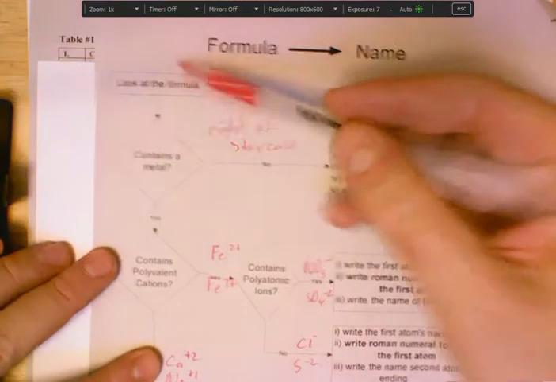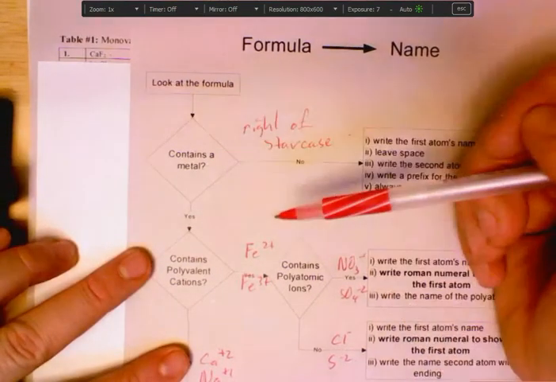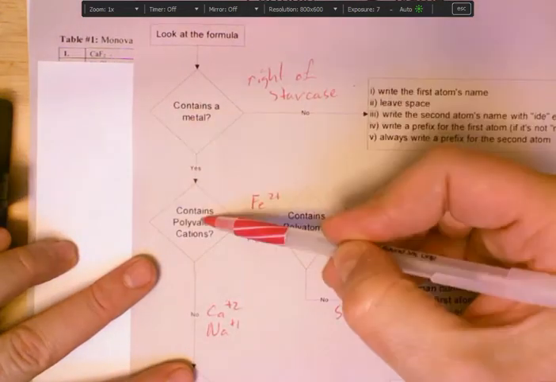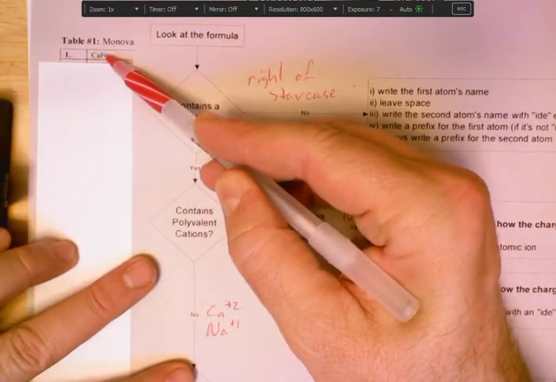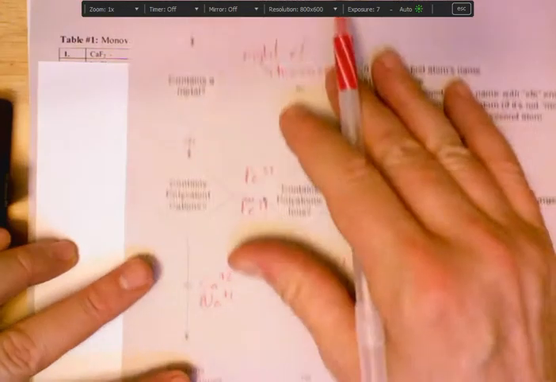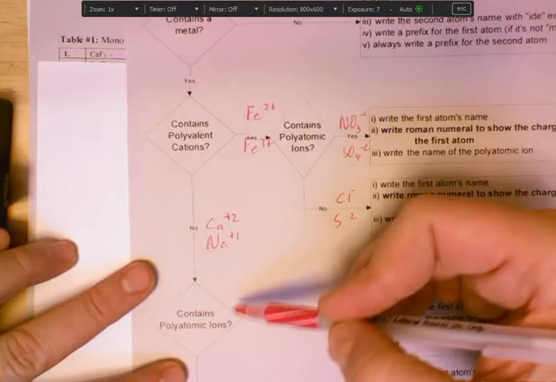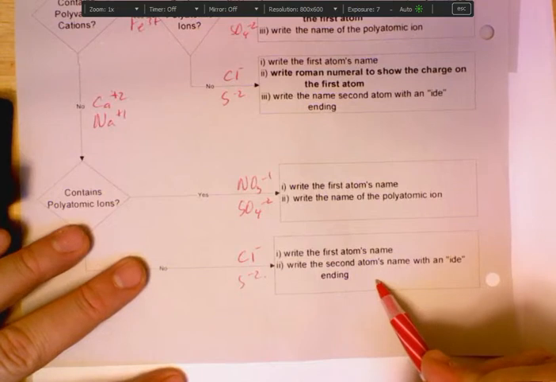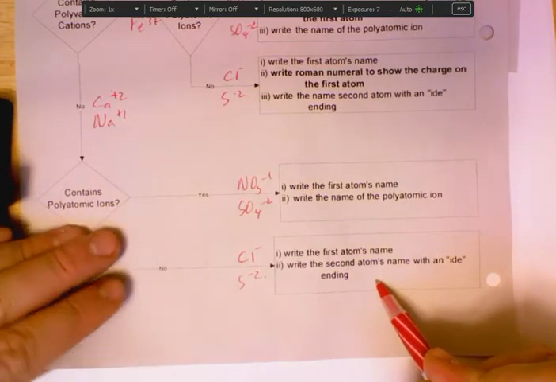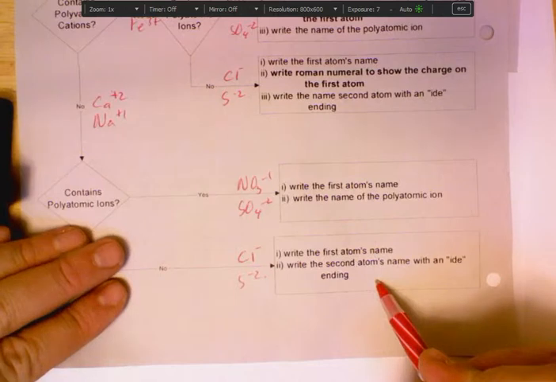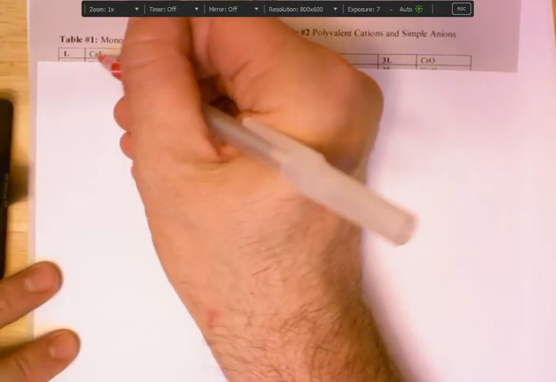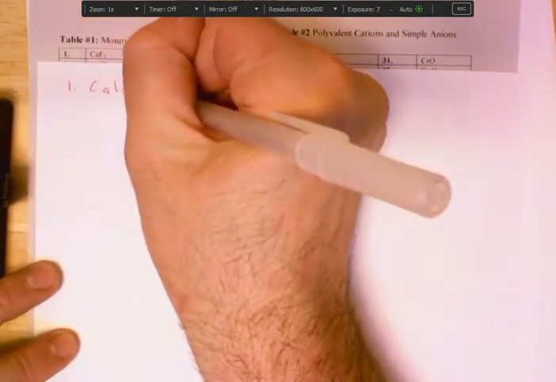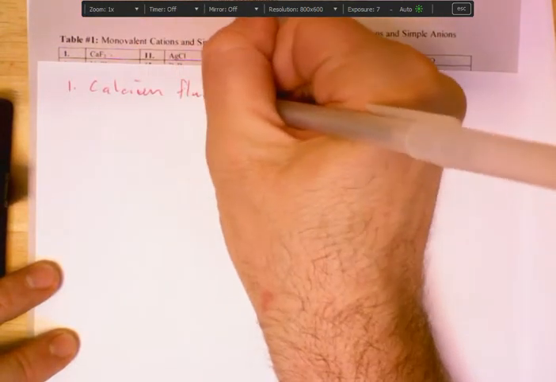As far as our flowchart goes, we can look at the formula. Does it contain a metal? The answer is yes. Calcium is definitely a metal. Contains a polyvalent cation? Well, calcium is not. Calcium can only have that charge of +2, so we can use our periodic table to establish that. And we come down here, and it contains a polyatomic ion? Well, fluorine or fluoride ion is not polyatomic, so that takes us to this bottom right-hand corner here. So we're going to write the first atom's name, and then we're going to write the second atom's name with an IDE ending, and it's as simple as that. Okay, here we go. So the first atom is calcium, and the second atom is fluoride.